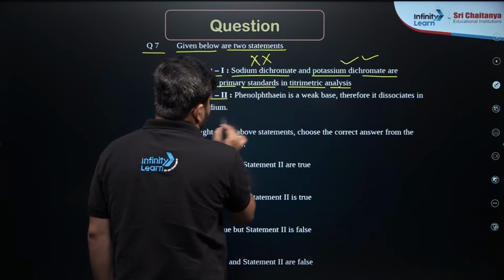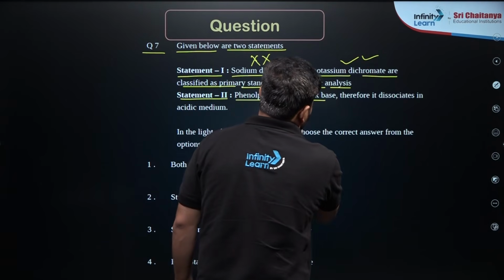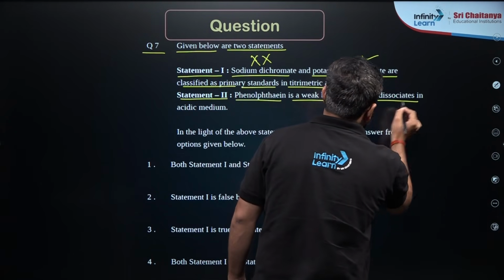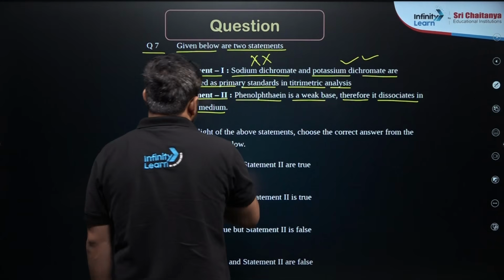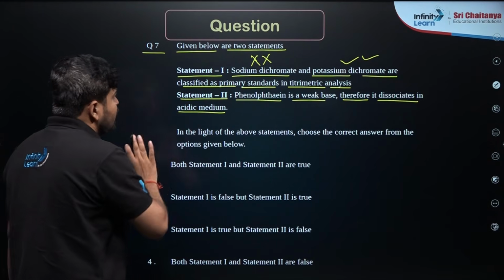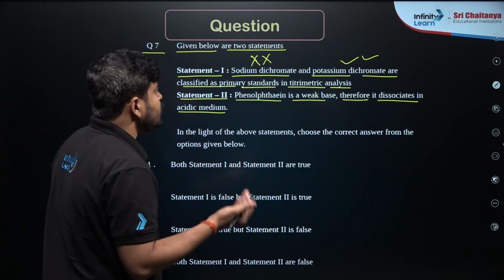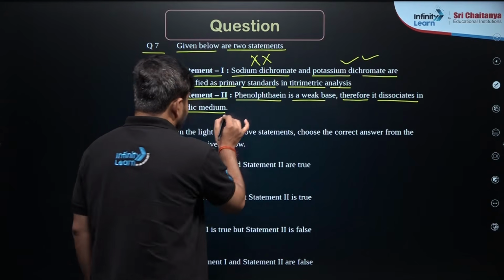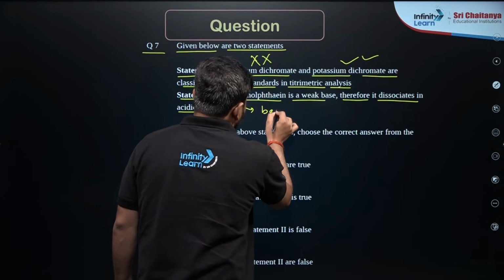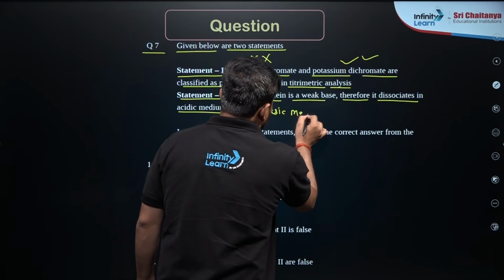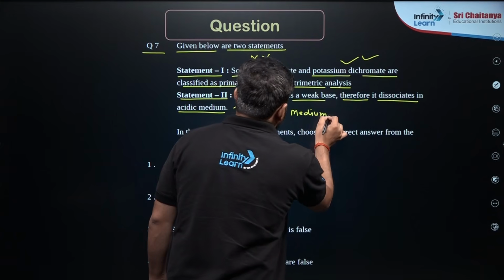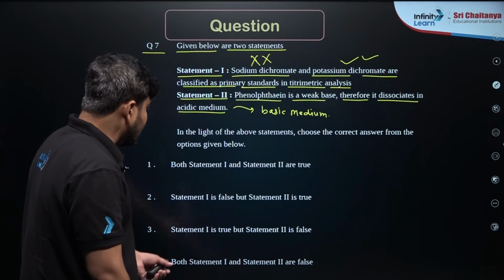And statement number second: phenolphthalein is a weak base, therefore it dissociates in acidic medium. So this statement also is wrong, because it is going to dissociate properly in the basic medium, not in the acidic medium. Please remember this one. So if I check, this statement is also not correct.